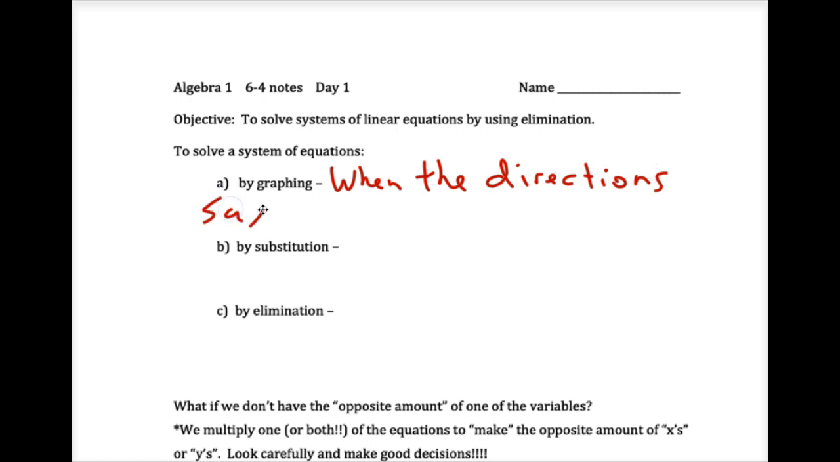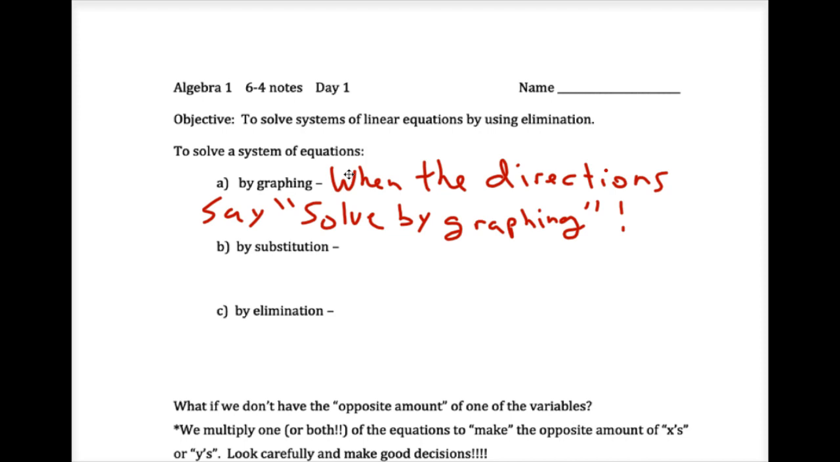When the directions say solve by graphing. I can't think of a time, guys, where I would just go right to solve by graphing. And the reason is because substitution and elimination are just so much easier. Okay? And who's to say when we graph it, it's going to intersect in a nice, even, ordered pair? You know, who knows?